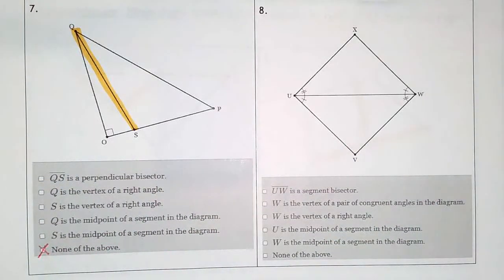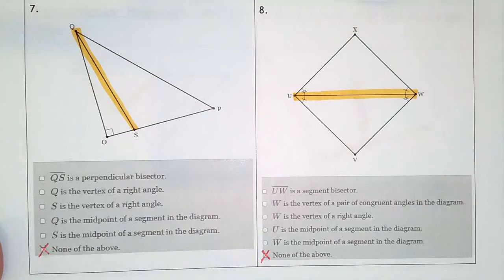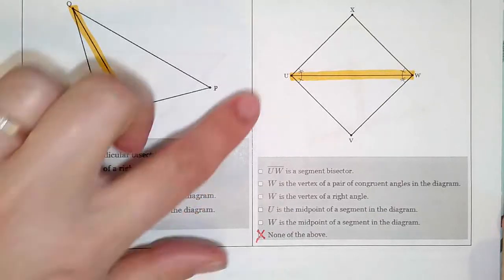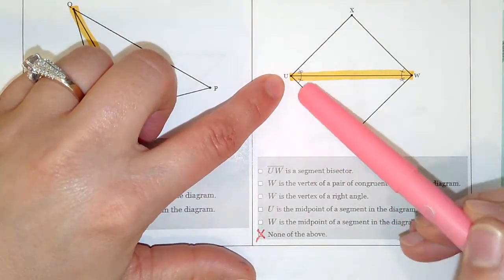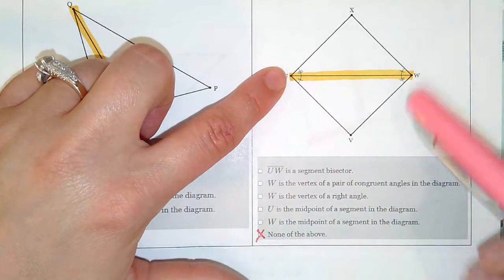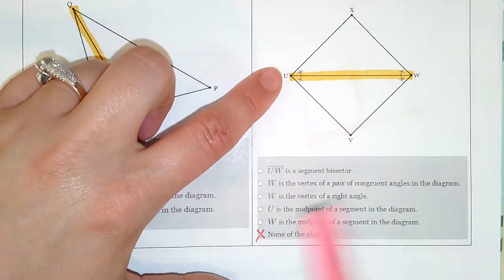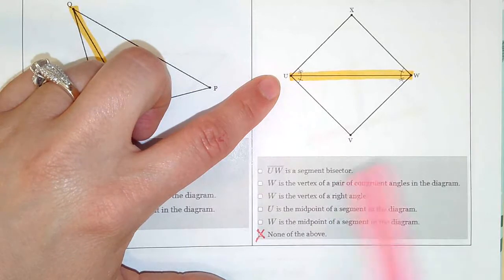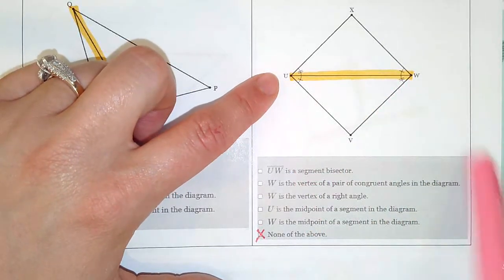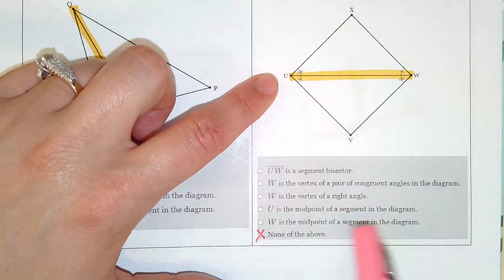Okay, and then why don't you pause and do number 8. This one was kind of tricky, but it should be none of the above. It's telling me that these two angles here formed at U are not equal, not the same. And here at W, they're not either. So UW is definitely not a segment bisector. It's not cutting a segment. Could have maybe been an angle bisector, but it's not because they're not equal.